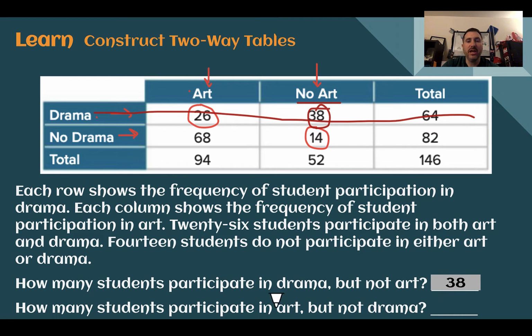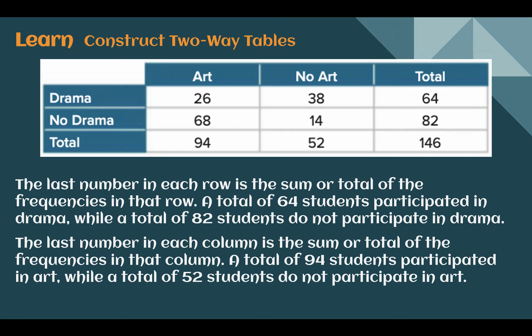How many students are participating in art but not drama? Here's my art and not drama. It must be 68. So I'm just looking for where both categories are intersecting. In our two-way tables, we are also given some totals. The last number in each row, that is your totals of the row. So a total of 64 students had drama, regardless of if they participated in art or not. While 82 did not participate in drama, regardless again of if they participated in art.